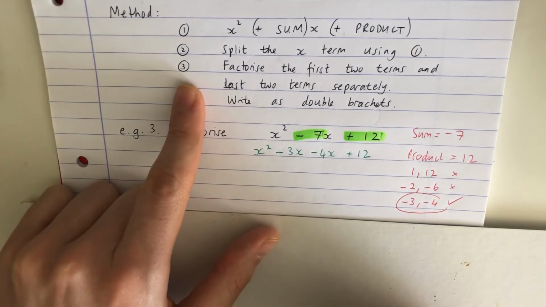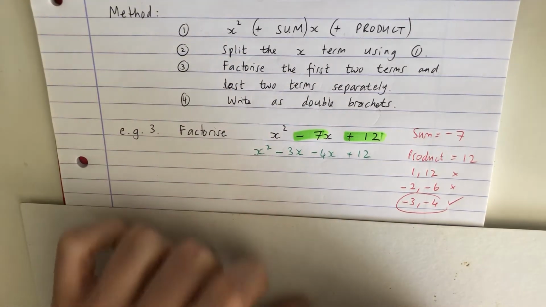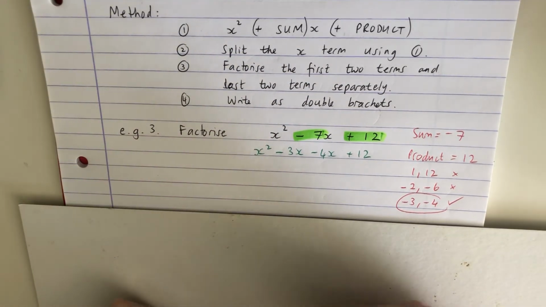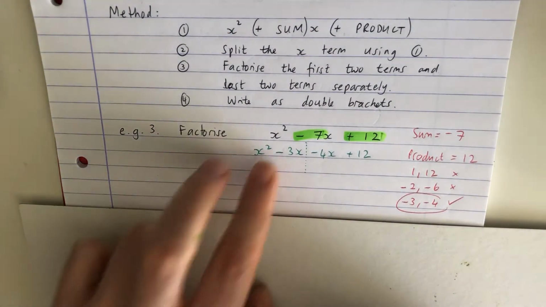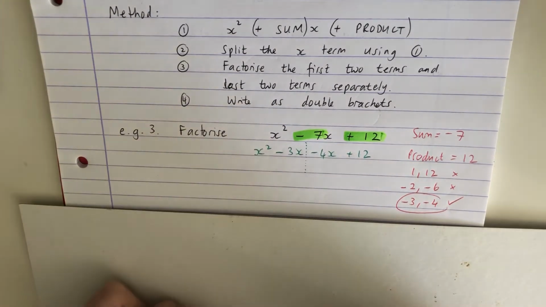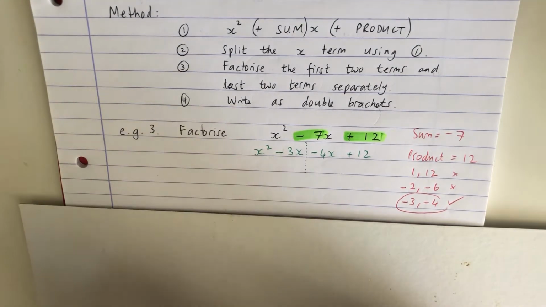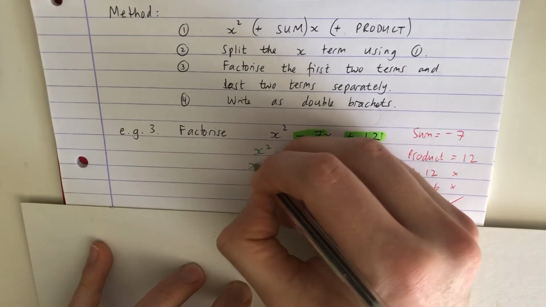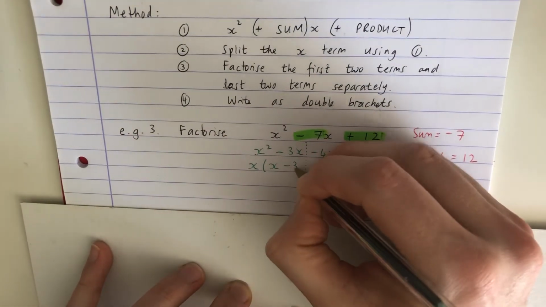And then we're on to step 3. Factorise the first two terms and last two terms separately. So you split this into two separate things: first two terms, last two terms, and factorise them separately. It'll be very good now if you can get into the habit of doing this bit in your head without writing the extra line of workings. So x squared minus 3x, the common factor is x, brackets x minus 3.